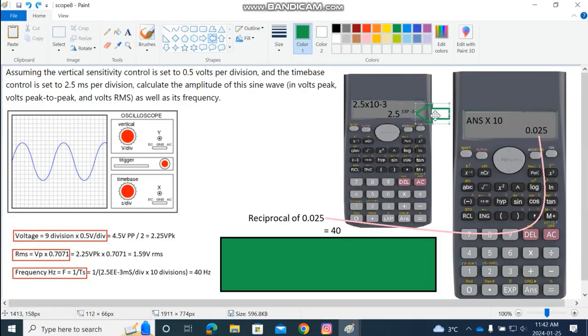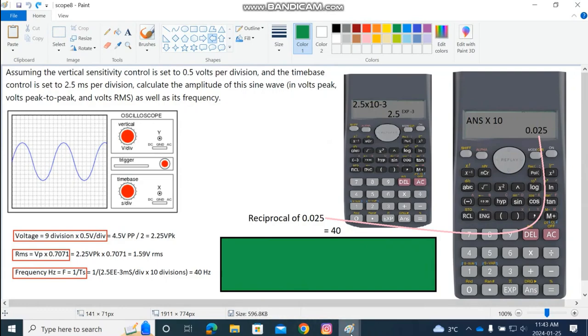I'm going to convert that. I'm going to tell my calculator to convert that so I can use it. So 2.5, using the exponent, 2.5 times 10 to the exponent negative 3 equals 0.0025. That's my time. Then all I'm going to do is the reciprocal of that, hit this reciprocal button right here. And it's going to tell me that the reciprocal is 40. So it means that I have a frequency of 40.